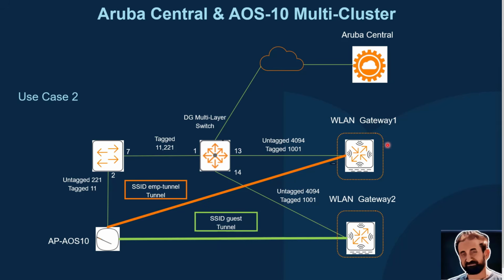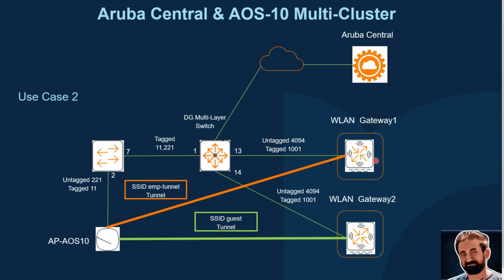Basically you have a group where the access point belongs, and you have another group where the gateways belong. In that group you will manually create and configure 2, in this case, clusters, and you will map each gateway to a cluster. Then you will establish your tunnels or SSIDs. One of them will terminate the tunnel on one gateway, and the other one will terminate the tunnel on the other gateway.